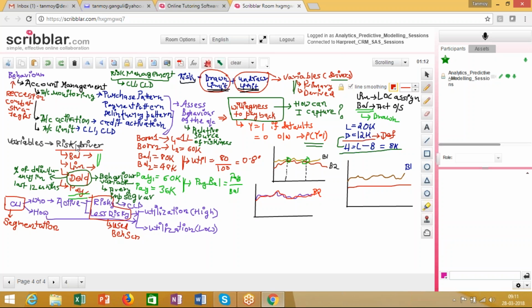This is not only for credit cards; behavior scores also become very important for other products as well. So this is how it actually happens. Clear?